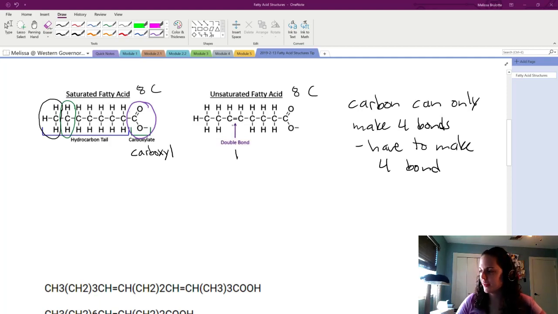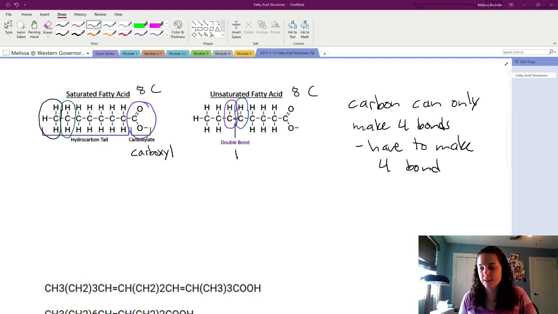Now let's look at the double bond. This carbon here has 2 bonds to the carbon to the right, 1 bond to the carbon to the left. So it's already making 3 bonds, and therefore it only needs 1 hydrogen. So when we make a double bond between 2 carbons, we actually lose 2 hydrogens to make room for that bond. 1 from the carbon circled here, and 1 hydrogen is lost from the other carbon it's attached to.